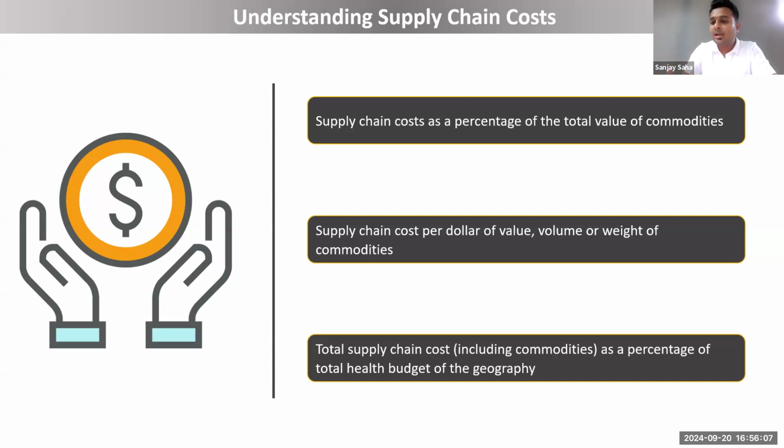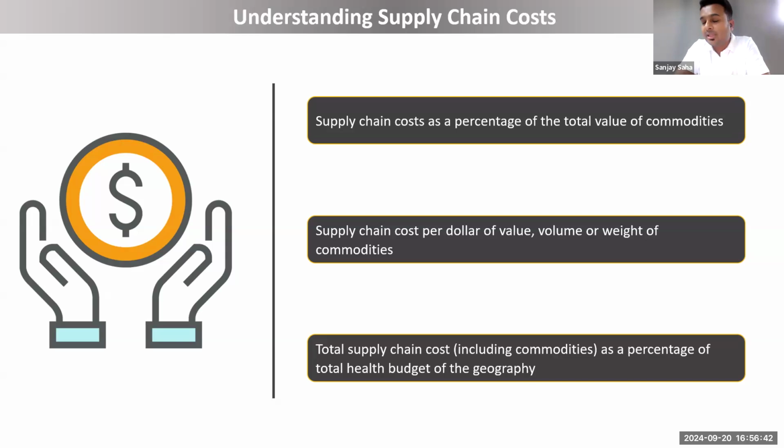Third thing, identifying the total supply chain cost as a percentage of total health budget. So every state would have an annual health budget. So the government will say, we need this much amount of money to manage health services in the state. Do they know, out of that health budget, what should be the cost of managing the supply chain of the health products which are required to deliver the health services? They would not.